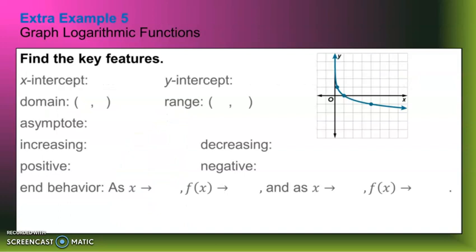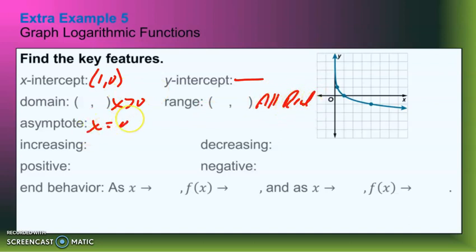The intercepts now, x-intercept again is still 1, 0. There's no y-intercept. The domain, x is greater than 0. The range is all real. The asymptote, x is equal to 0. Increasing, it's never increasing, it's going down from left to right. So this is decreasing for all values of x.